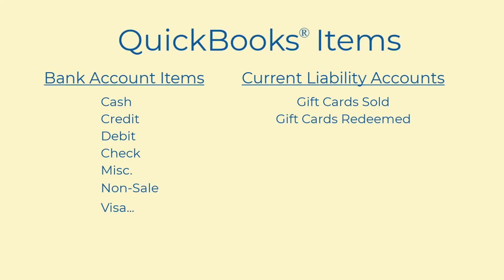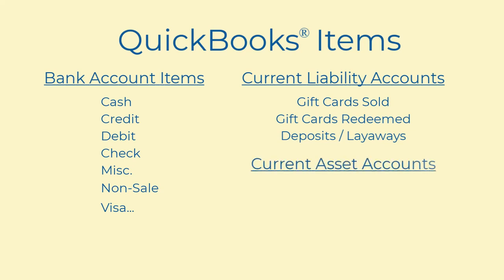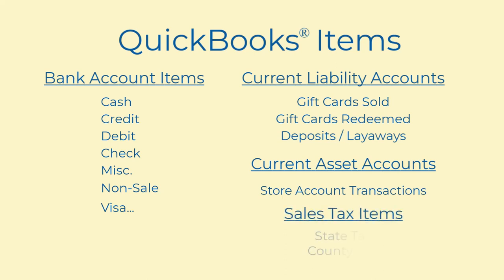If you accept deposits or layaways, create one item for these, and assign it to one of the QuickBooks current liability accounts. Dragonfly does not currently distinguish between deposits and layaways when exporting the sales. If you offer store credit accounts to your customers, create an item for store account transactions and assign it to a current asset account. Finally, create an item with the type set to sales tax item, for each of the sales tax types that your store charges.